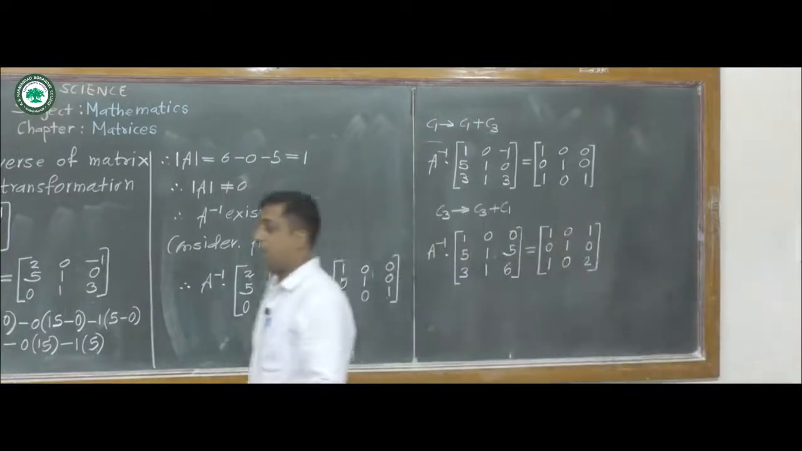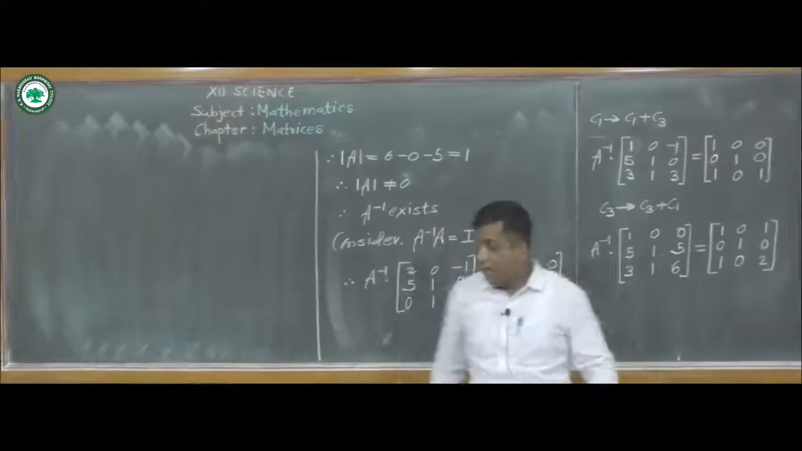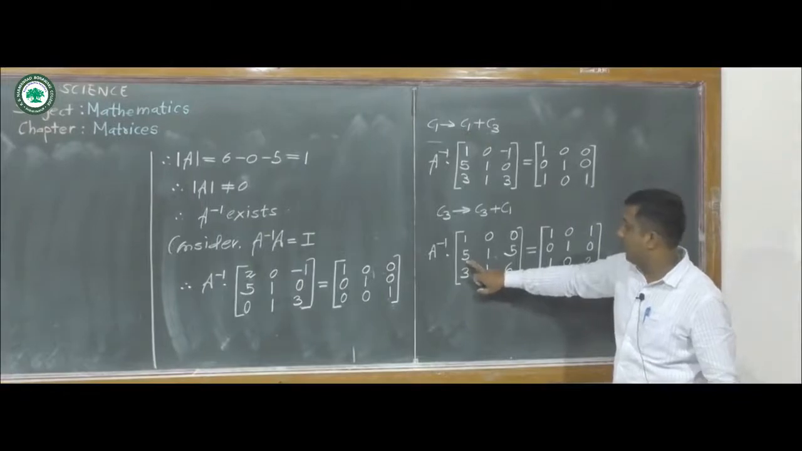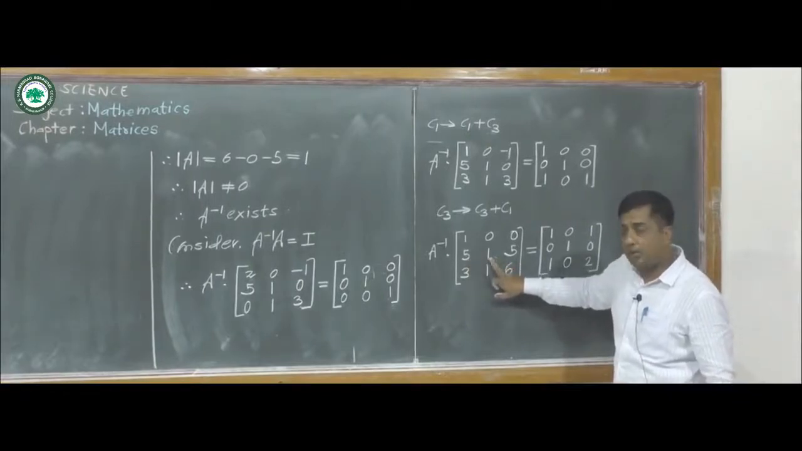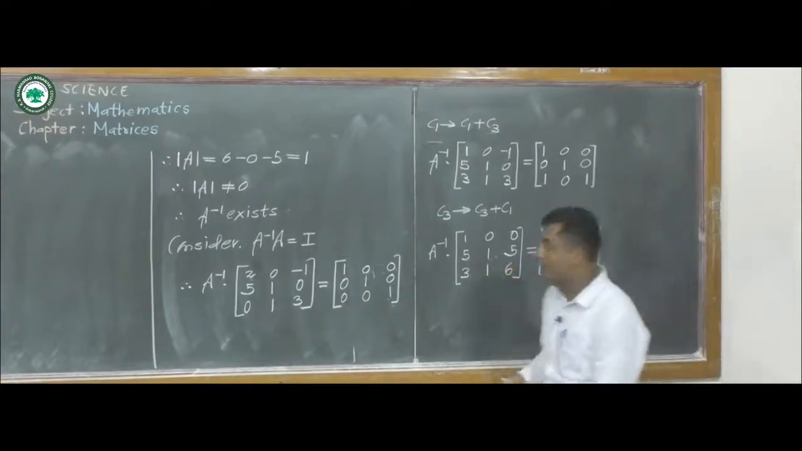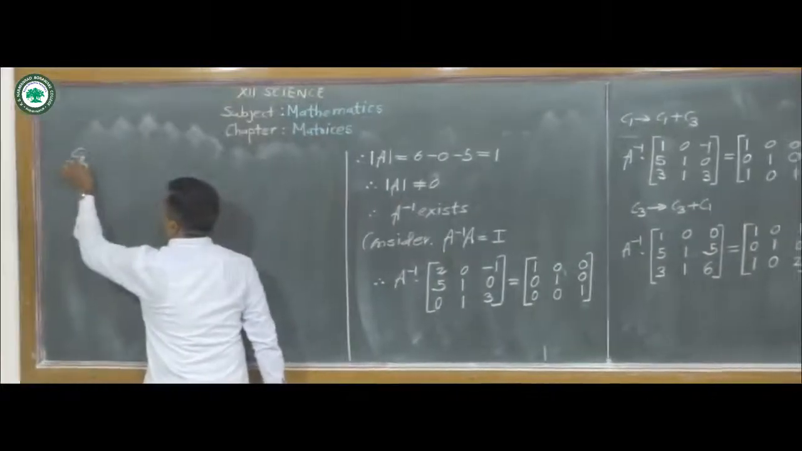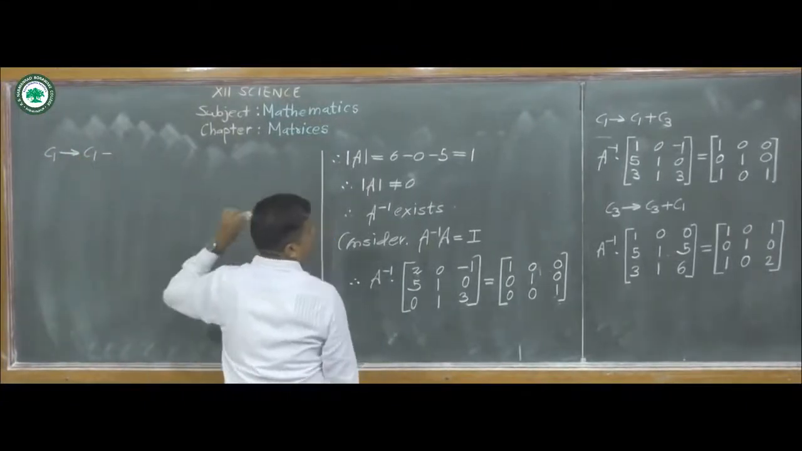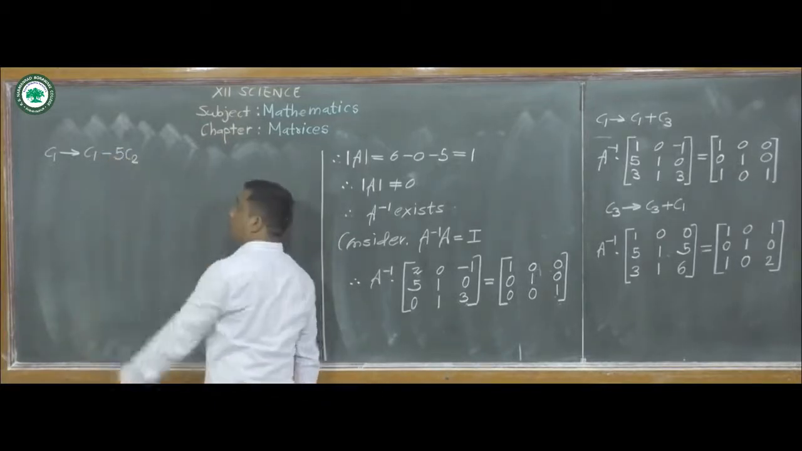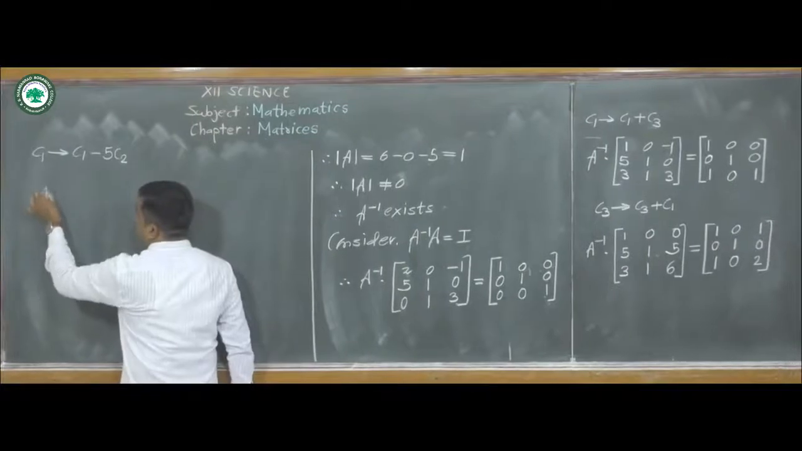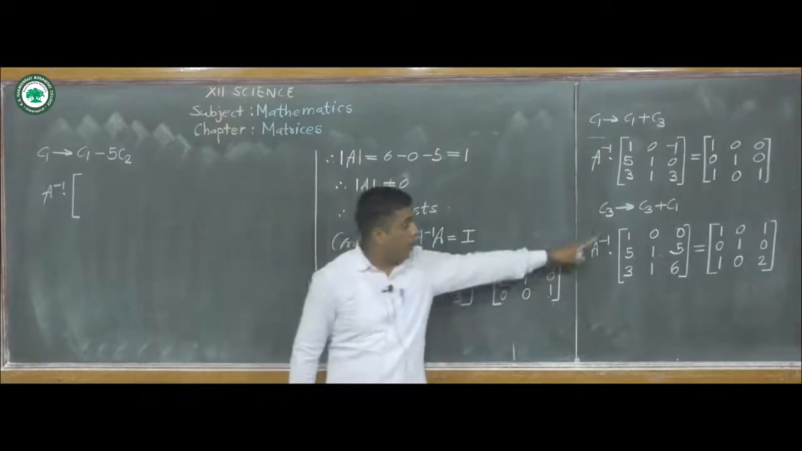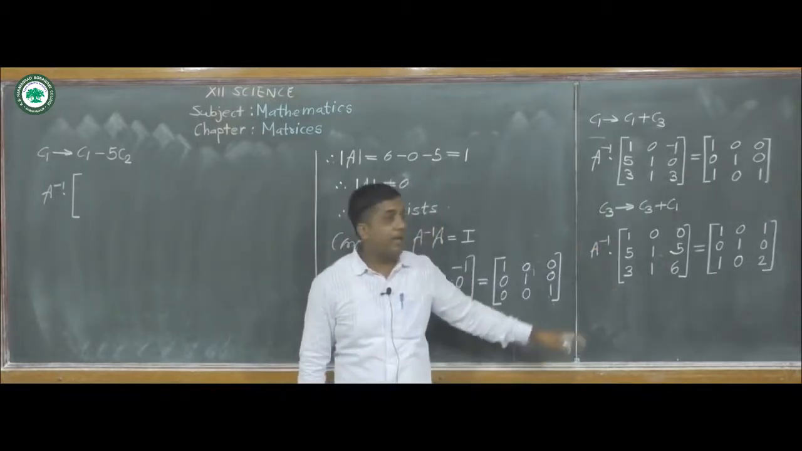And for this, again we perform the column transformation. Here for the first column, we multiply the second column by 5, then we subtract this 5 with this 5. So the change is in column first, and the change is C1 minus 5C2. So in the equation A inverse, inside the matrix, the change is in column first, and the change is C1 minus 5C2.